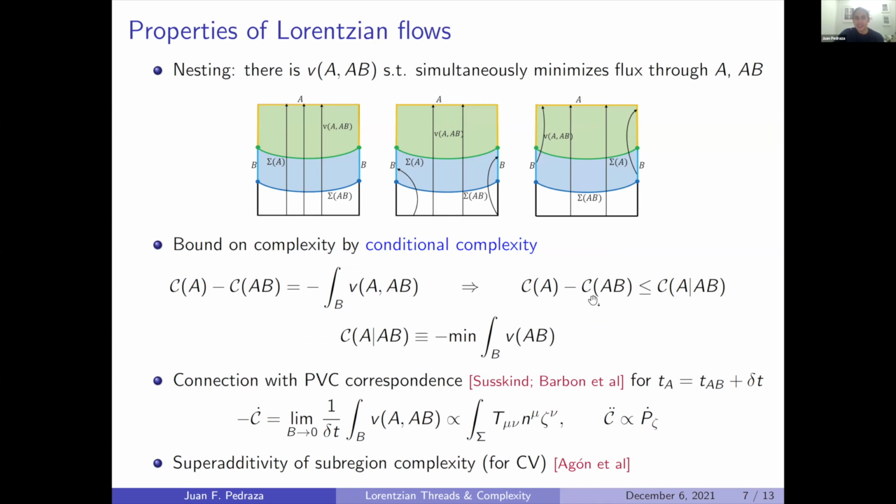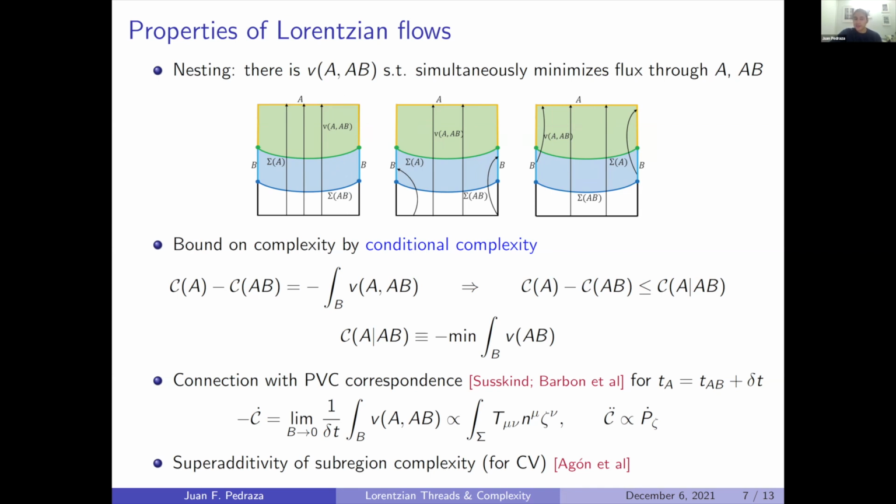One that is very important is nesting. That refers to a situation in which we have two nested surfaces, and by nested, in this case, we mean nested in time. So here we have two surfaces, A and AB. And if we do that, then the nesting theorem tells us that there should be at least a flow that simultaneously minimizes the flux both through A and through AB.